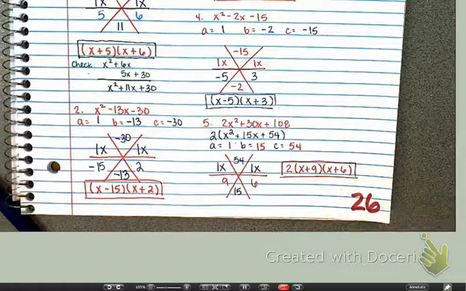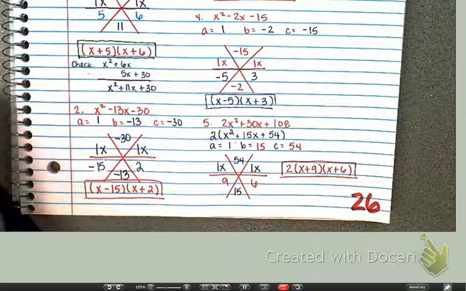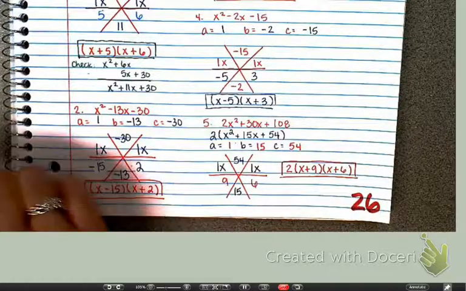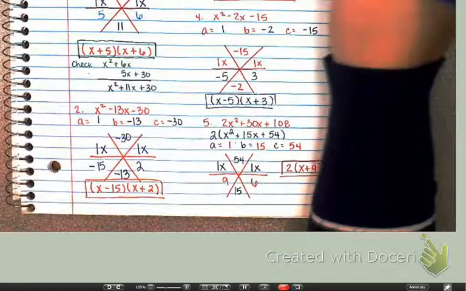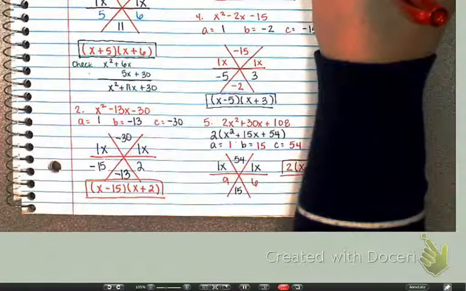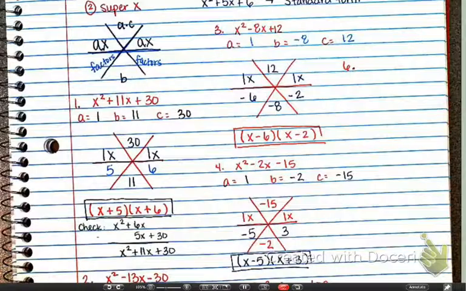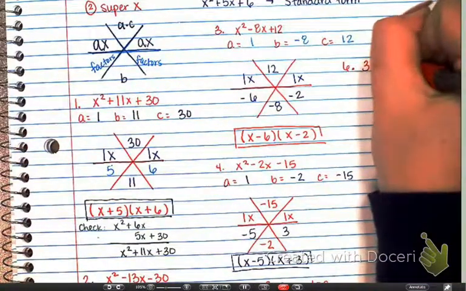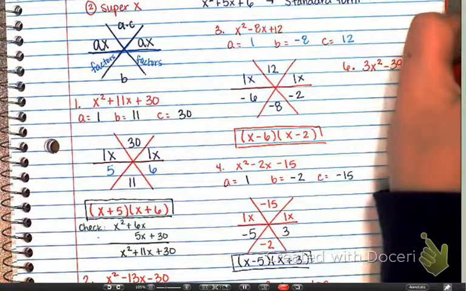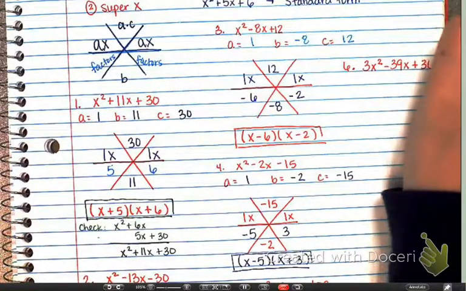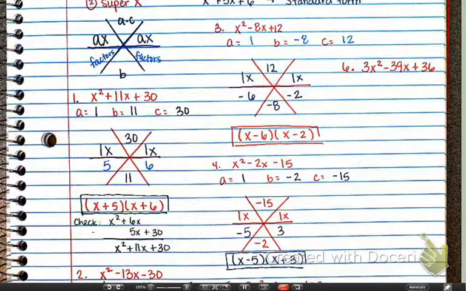Okay. I'm going to give you one of these to try, and then we will be done. So if you can squeeze it somewhere, squeeze it. Or put it on the notes page, or the warm-up page if you have to. Okay, last problem. Okay, so see if there's a GCF. If there is, pull it out and then do your super x.